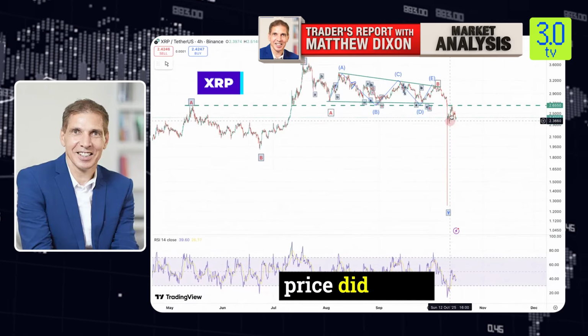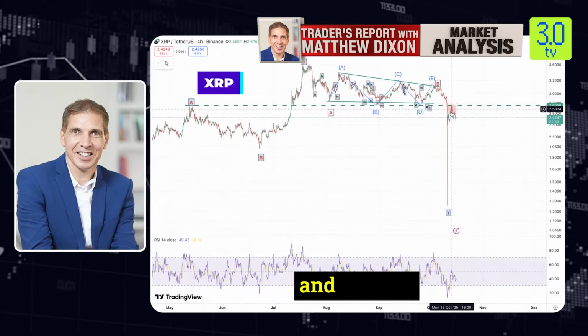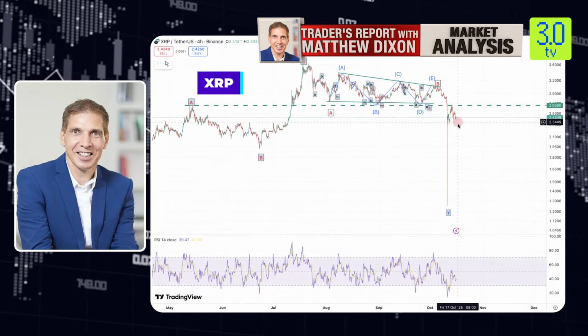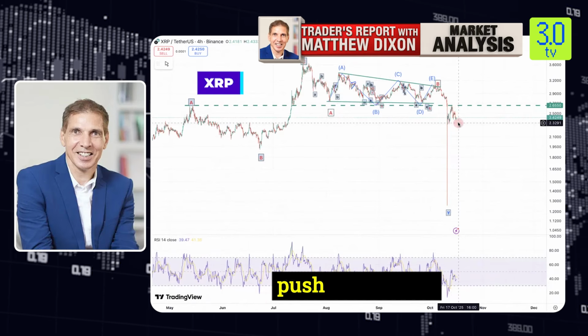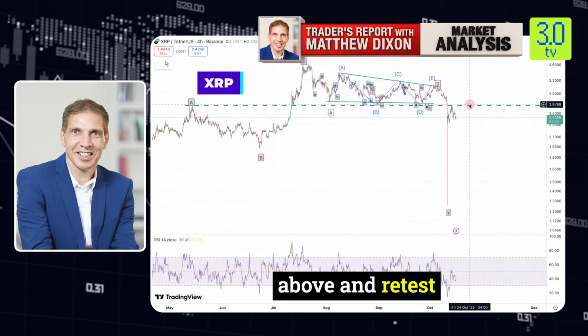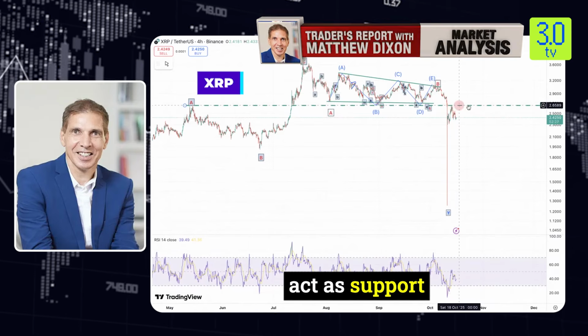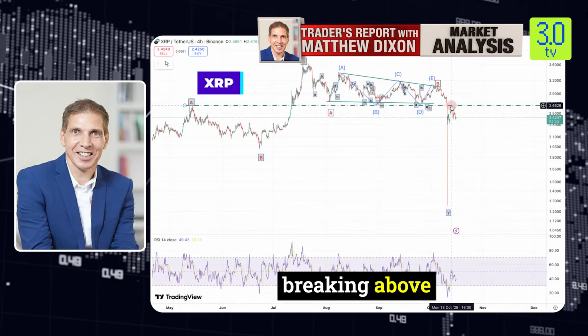And you can see price did bump right up against that overhead resistance, that ceiling there, and it failed. And I think it's just going to be an ABC failure to the downside with a correction, then we should push powerfully higher. Once we break above it, we might break above and retest, but then that should act as support. So now it's resistance, having trouble breaking above it.